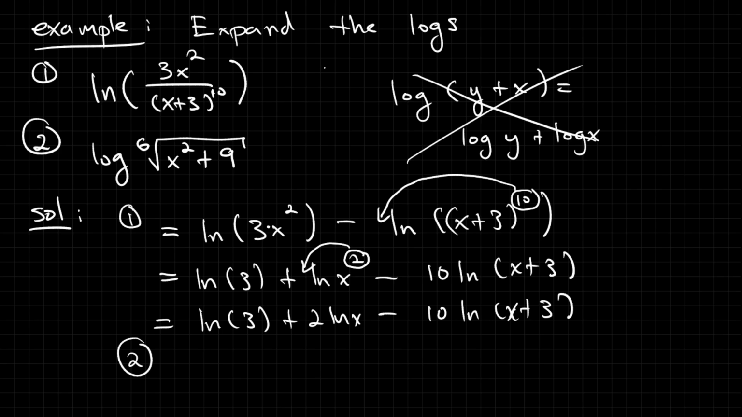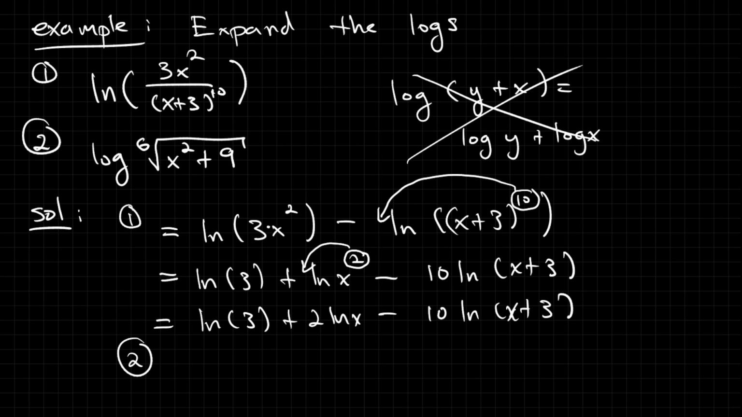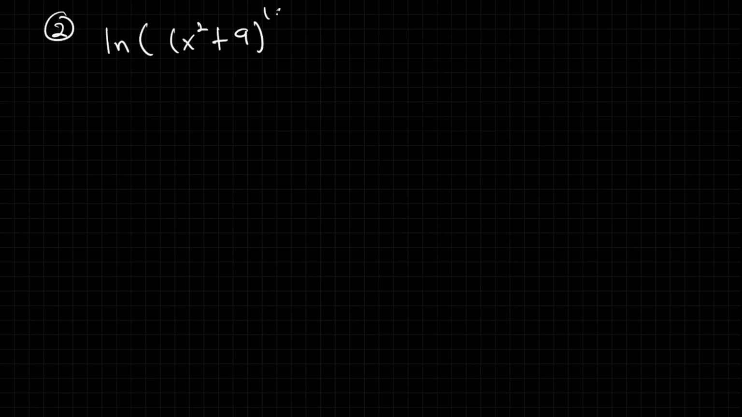Now, if you're confused about the root, remember that we can express roots as fractions. Let's give ourselves some more room here. So the logarithm in the second problem is equal to x squared plus 9 raised to the 1/6 power. That's what I mean by you can express roots as fractional exponents. And so now the 1/6 drops down. We get 1/6 ln x squared plus 9.